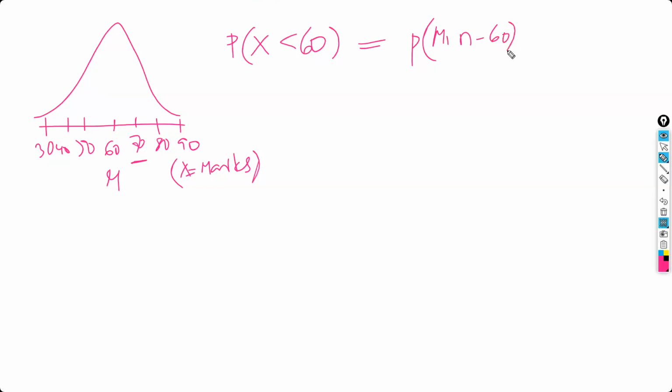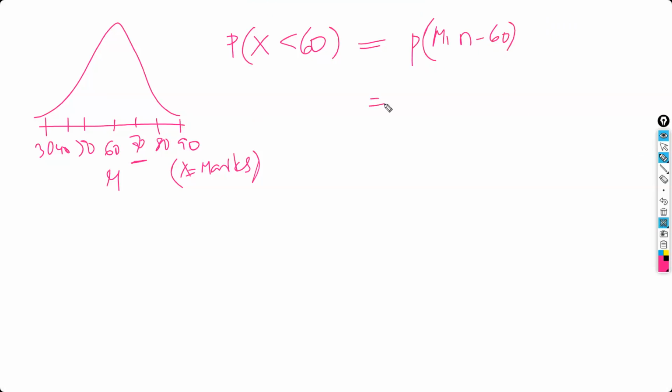That minimum value might be 0, or there might be negative values in the marks, who knows, I don't know. But they have given the average value as 60 and standard deviation of 10. So minimum value to 60, that is the meaning. For this interval, they are asking what is the probability.